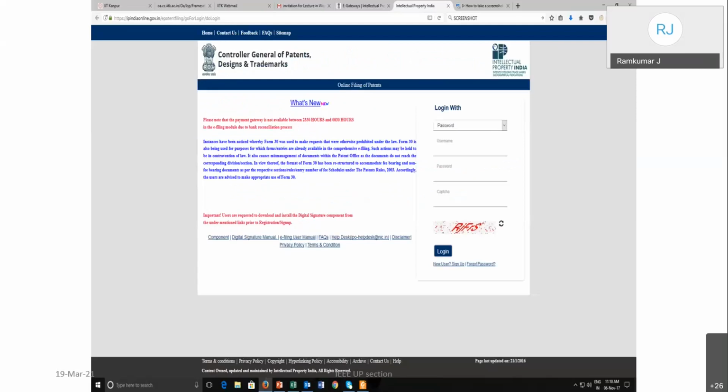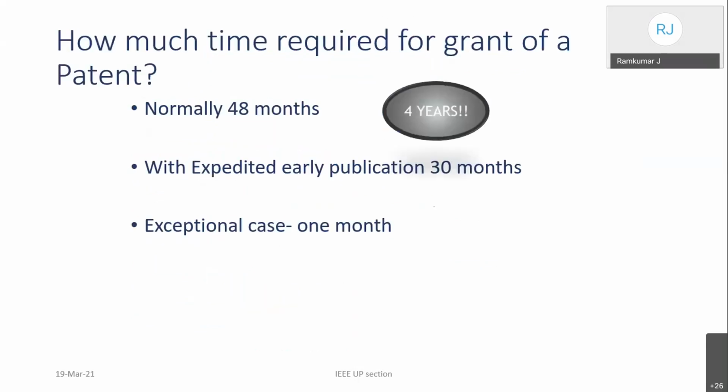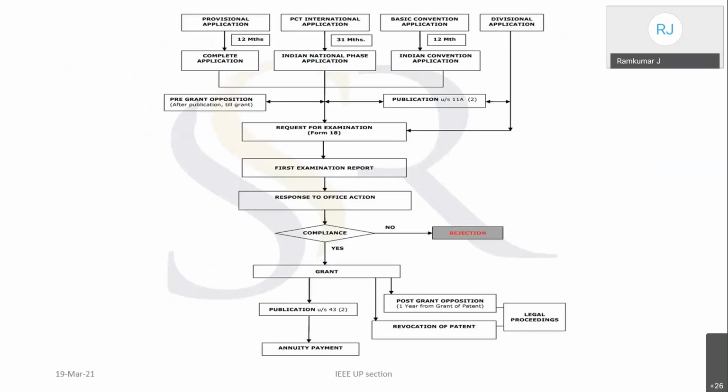You have to do a login, you have to have a password, and then you can start doing it. What are all the components of a patent? Like when you write a paper, in a similar way you also write for a patent. So you will have a title, applicant details, then preamble, field of invention, background, object, drawing, description, claims, and abstract. So this is how it looks like in a layout.